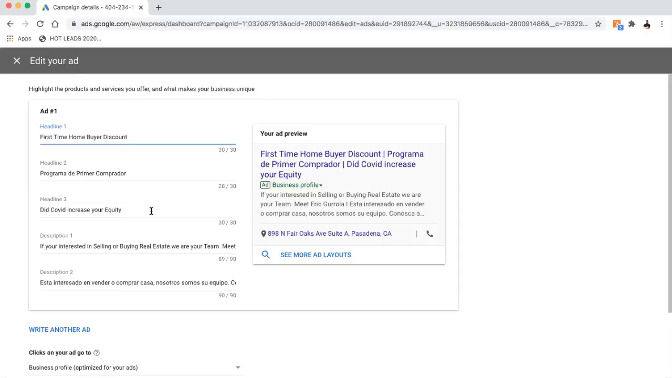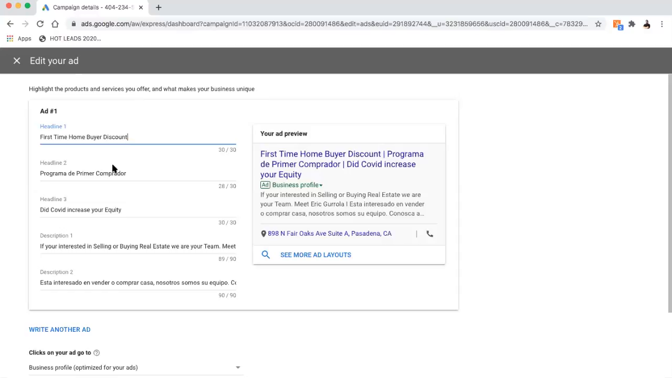We have 3 different headlines and 3 different ads. So we changed how much is my home worth, and we then changed it to first-time home buyer discount. Okay, good. So we're talking about a first-time home buyer discount. That's going to be our first headline.